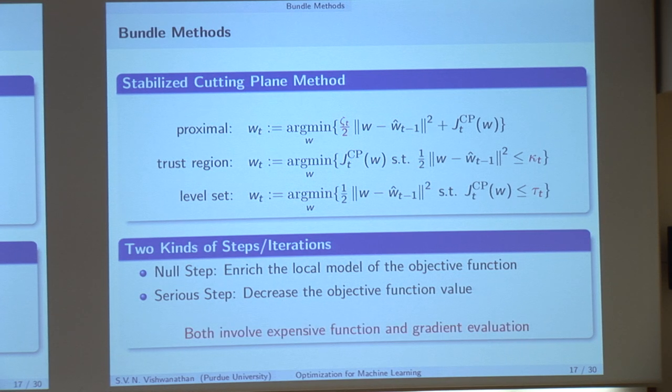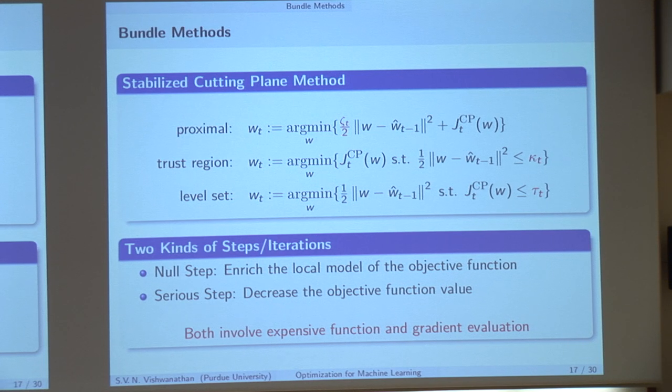Okay? The problem with these methods is that both the null step and the serious step require you to evaluate your objective function many times over, and a gradient many times over. This is usually very problematic in machine learning. You don't want to do this. Every objective function and gradient evaluation means you have to run through your data entirely once. If you have a billion points, you have to run through your billion points once to compute your function and gradient, because of the form of our objective function. So what we want to do, therefore, is to try and avoid as many function and gradient evaluations as possible. And at the same time, we want to use the fact that we know what objective function we are optimizing.